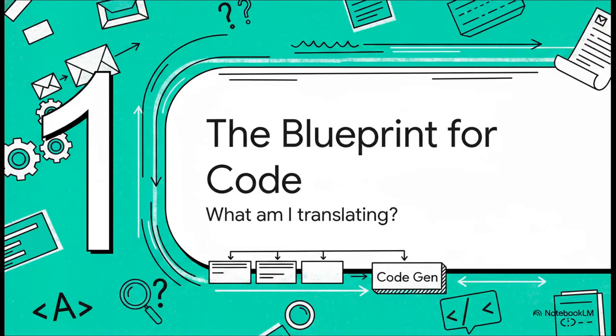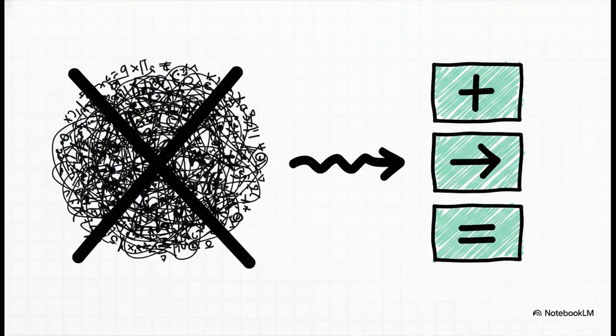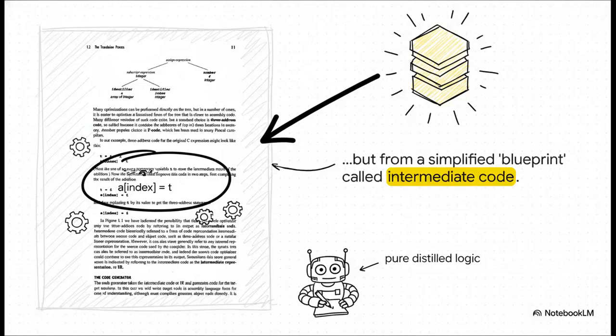Okay, so to really get how the code generator works, we have to ask three fundamental questions it needs to answer. And the first one is all about its input. What exactly is it being asked to translate in the first place? Now you might think it just looks directly at the Python or C++ code that was originally written, but it doesn't. By the time our master translator gets involved, the original language has already been chewed up and simplified into something much more fundamental. Instead, it works from this, a simplified representation called intermediate code.